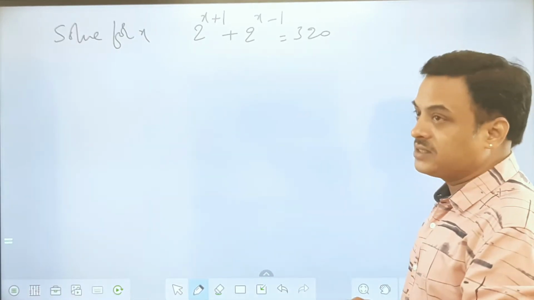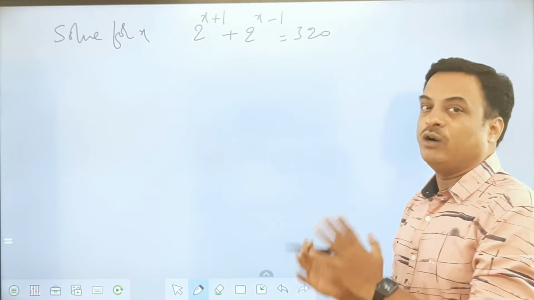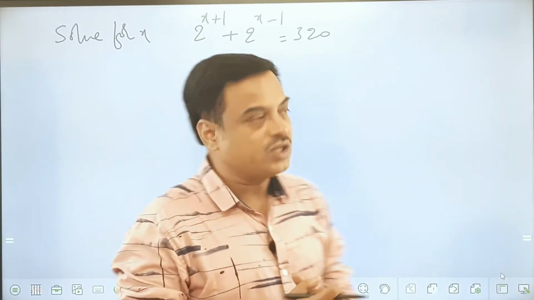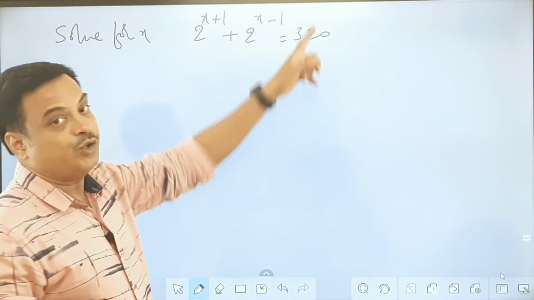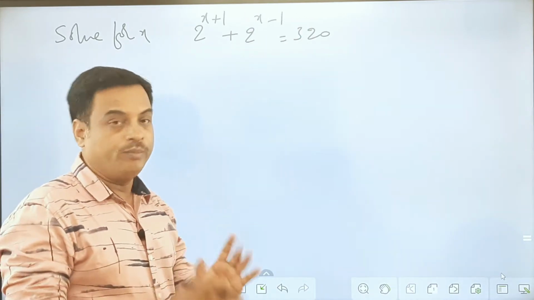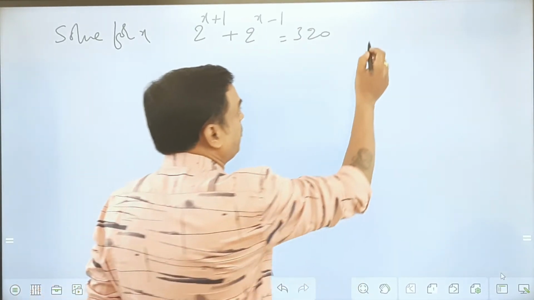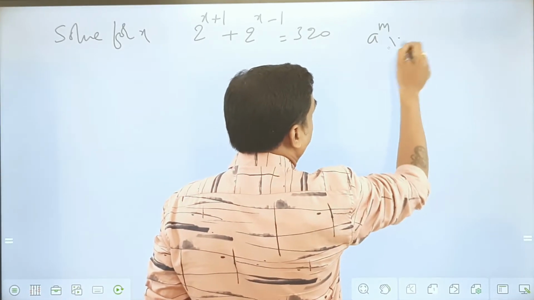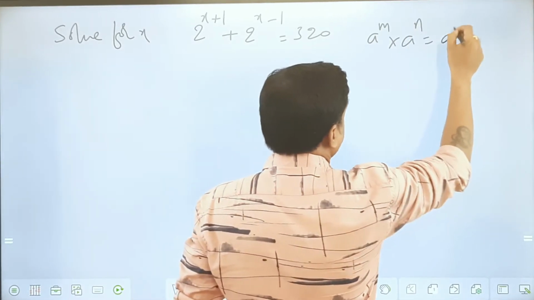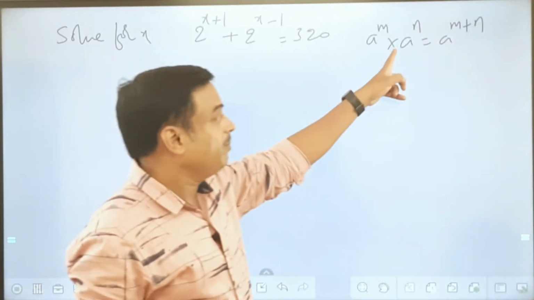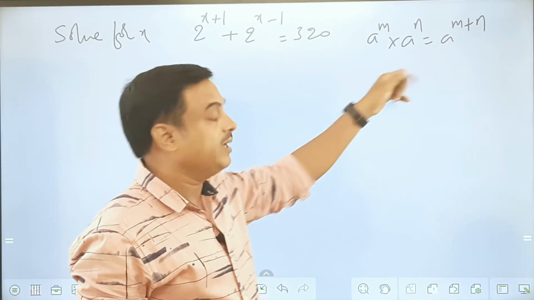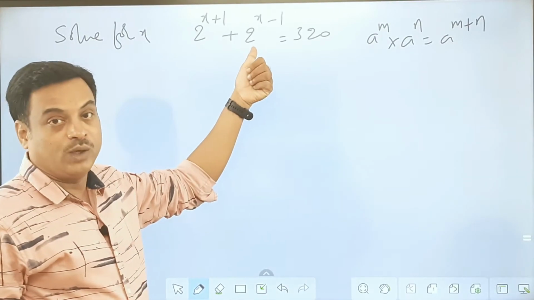Solve for x means basically finding the value of x, using the laws of indices. Can I apply the same bases, powers should be added method here? No, because there is a plus sign. If you remember that property, a to the power of m into a to the power of n is a to the power of m plus n. There has to be a multiplication in between to apply this property, whereas here there is a plus sign.